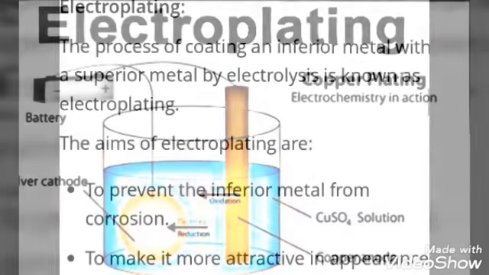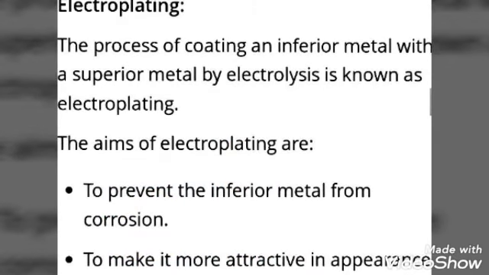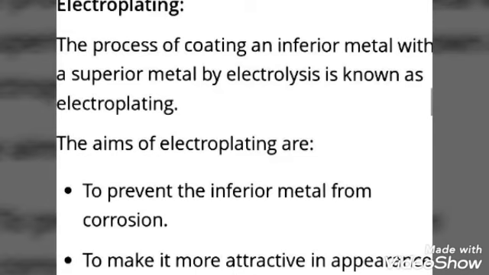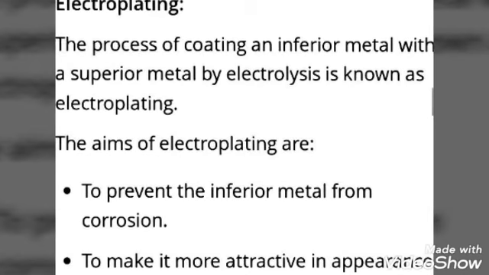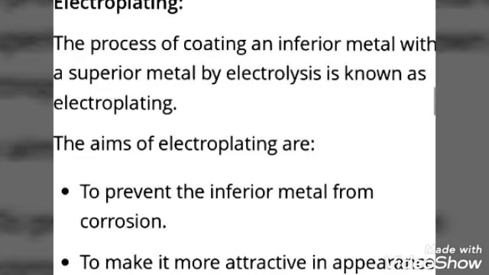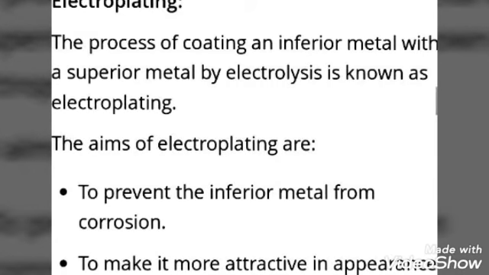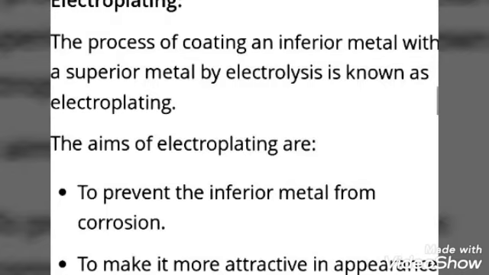Electroplating is the process of coating an inferior metal with a superior metal by passing electricity. The aims of electroplating are to prevent the inferior metal from corrosion and to make it more attractive in appearance.